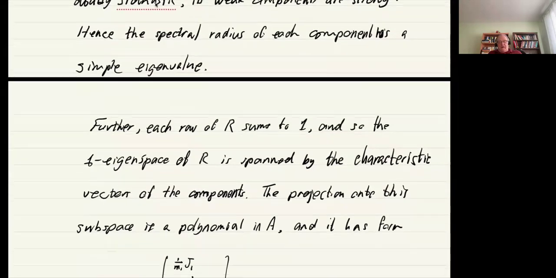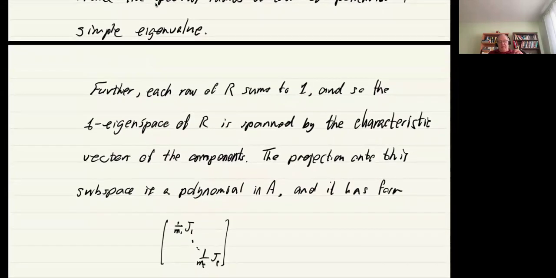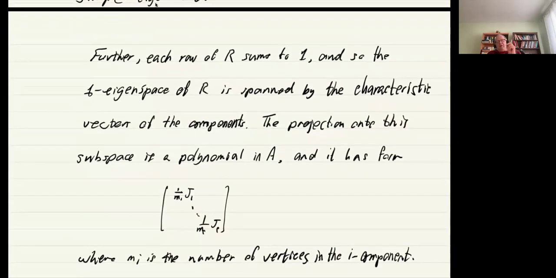And so it follows that the 1-eigenspace of R is spanned by the characteristic vectors of the components. These are 0-1 vectors. If there are k components, there'll be the eigenvalue 1 with multiplicity k. Because 1 is a simple eigenvalue, there's a polynomial in A which is equal to the projection onto the 1-eigenspace. You just choose a polynomial which vanishes on all the eigenvalues of A except 1, scale it, and then you discover that that polynomial evaluated in A is going to be your ones matrix.